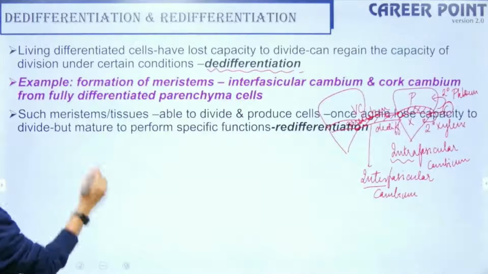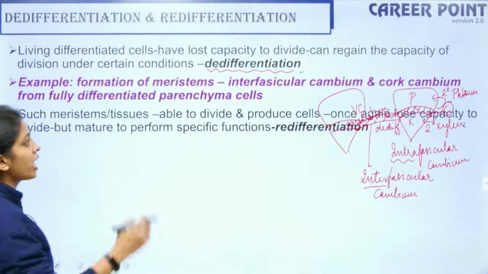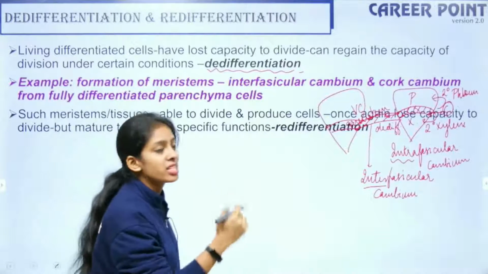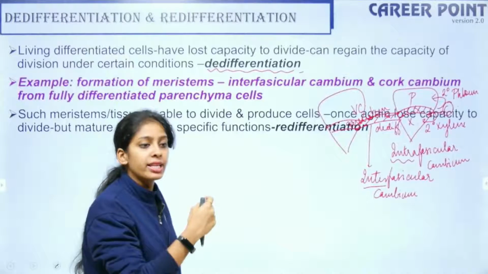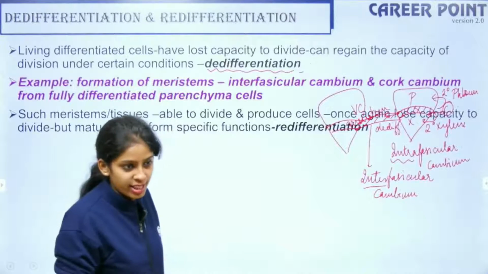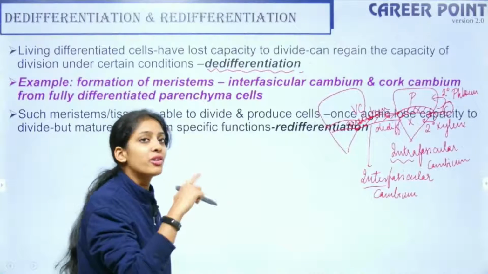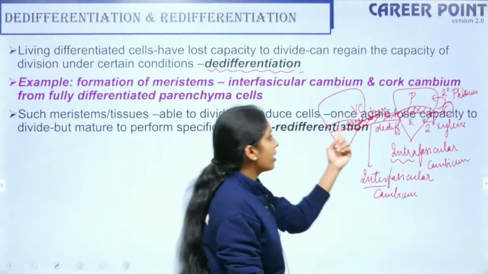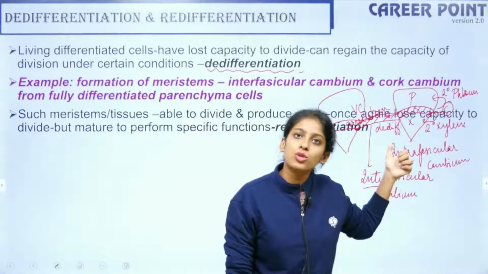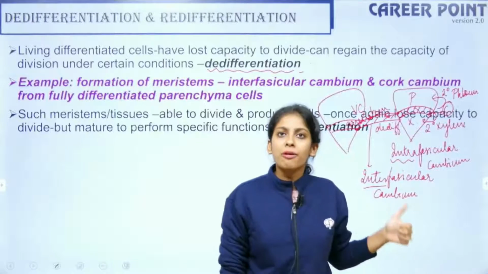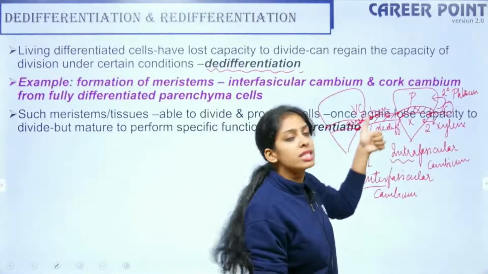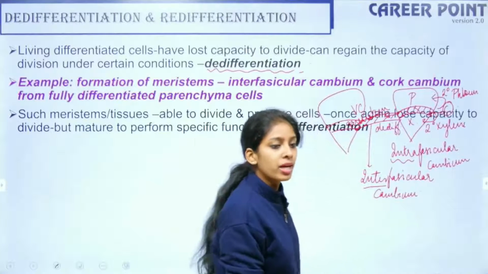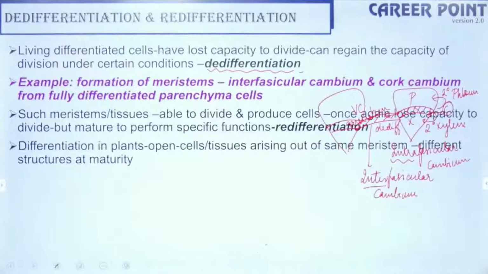Alright, yes. So such meristems or tissues which are able to divide and produce cells once again, and then once again lose their capacity to divide, that is known as redifferentiation. Now the interfascicular cambium is capable of division, but after some time this also loses the ability to divide, so it becomes redifferentiated, okay.